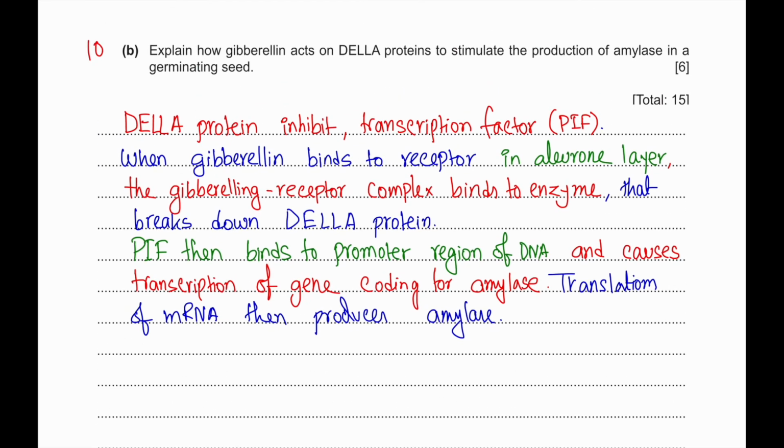Question number 10b. Explain how gibberellin acts on DELLA protein to stimulate the production of amylase in germinating seeds. DELLA protein inhibits transcription factor PIF. When gibberellin binds to a receptor in the aleurone layer, the gibberellin receptor complex binds to the enzyme that breaks down DELLA protein. PIF then binds to the promoter region of the DNA and causes the transcription of the gene coding for amylase. Translation of mRNA then produces the amylase enzyme.